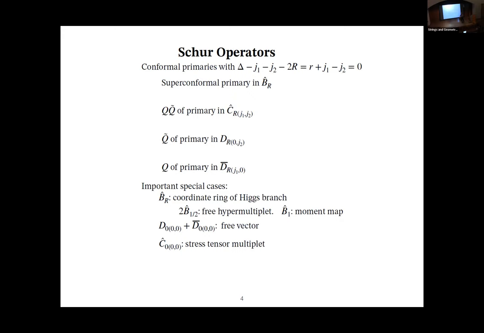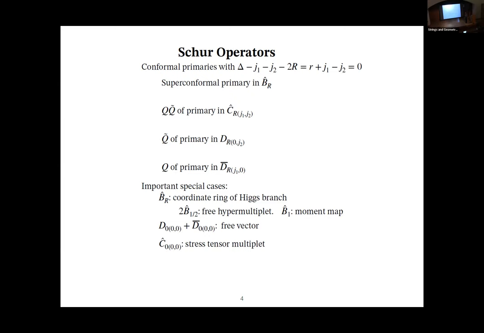multiplets. But among those, there are certain operators which are conformal primaries, but not necessarily superconformal primaries, with certain conformal weights, spins and R charges. So capital R is the SU(2) R charge, the highest weight. Little r is the U(1) R charge, j1 and j2 are the spins, delta is the scaling dimension. And so we're looking for operators which satisfy that. They're conformal, but not necessarily superconformal primaries. And they occur in the following multiplets. They're the superconformal primary of the B-hat sub R multiplet, the second superconformal descendant in the C-hat multiplet, the first superconformal descendants in D and D-bar.